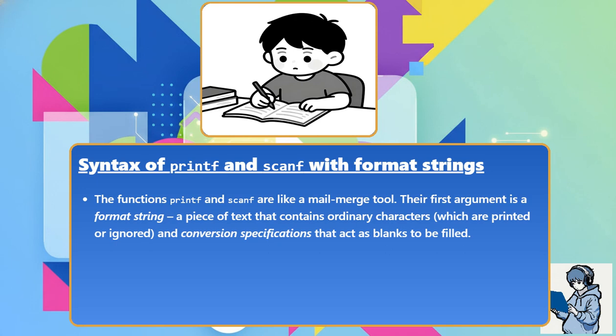The functions printf and scanf are like a mail merge tool. Their first argument is a format string, a piece of text that contains ordinary characters which are printed or ignored, and conversion specifications that act as blanks to be filled. The prototype is: int printf takes a const char pointer format and a variable argument list, and int scanf takes a const char pointer format and a variable argument list.